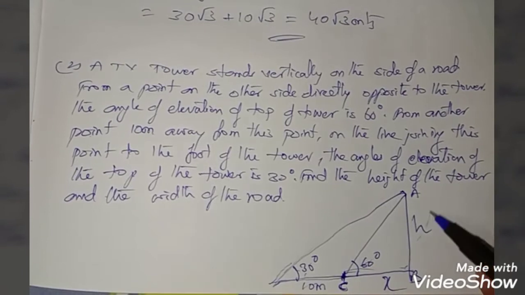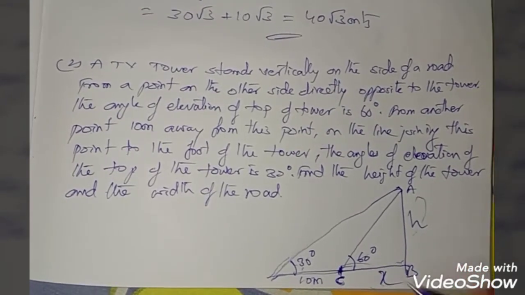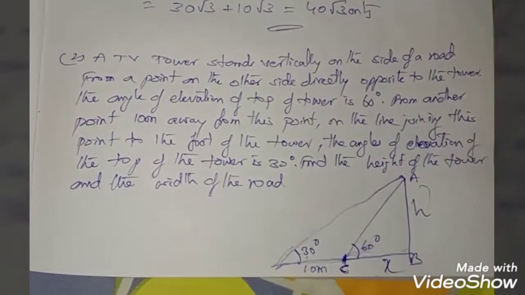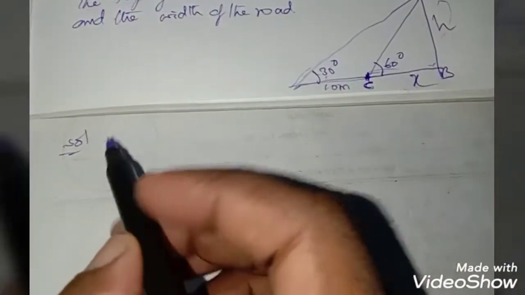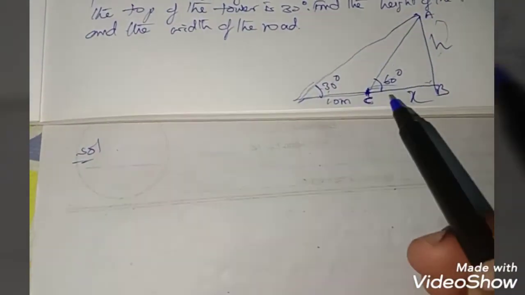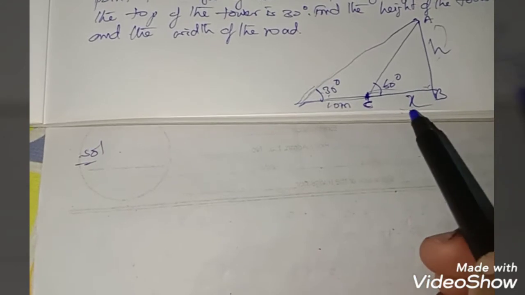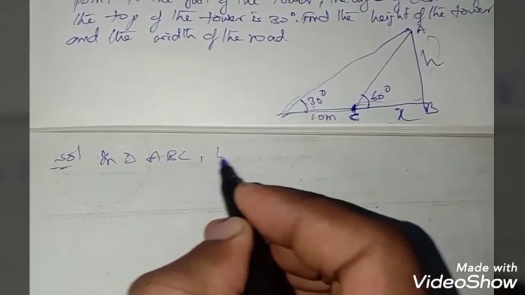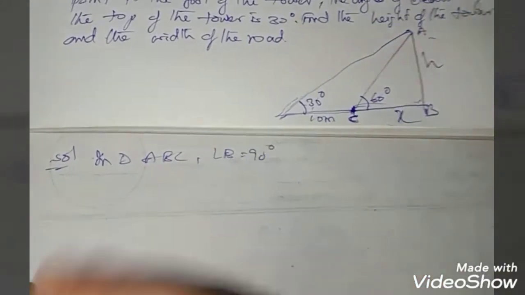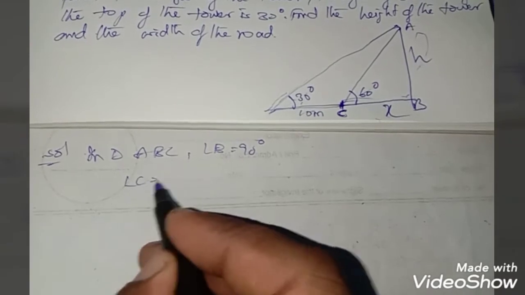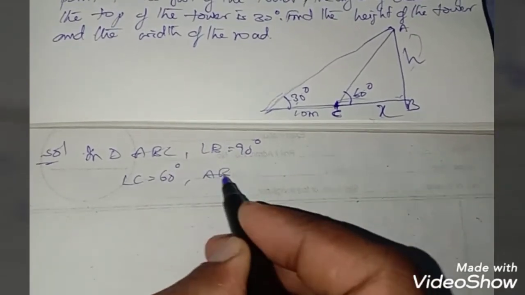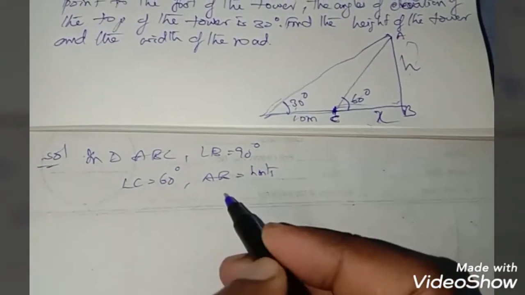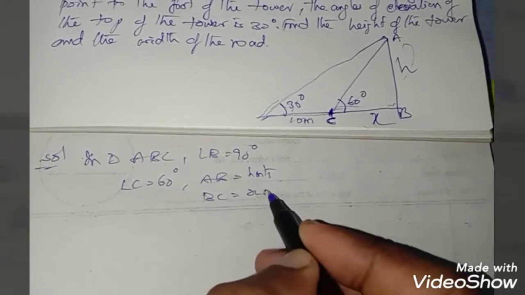Then you have to find the height of the tower and width of the road. Right. Now your solution is, first you have to find the value of x and h. Now if I consider this triangle ABC, angle B is equal to 90 degree and angle C is equal to 60 degree, where AB is equal to h meters and BC is equal to x meters, right?